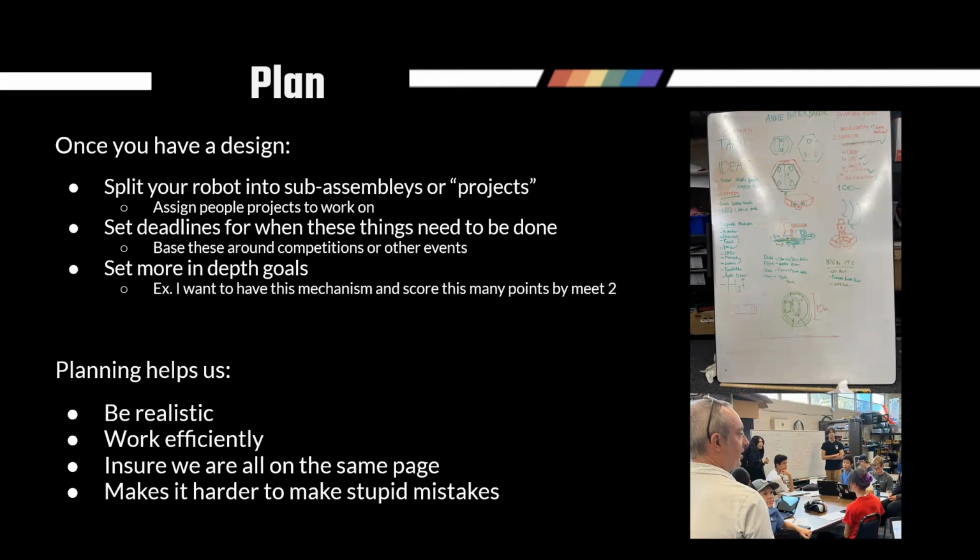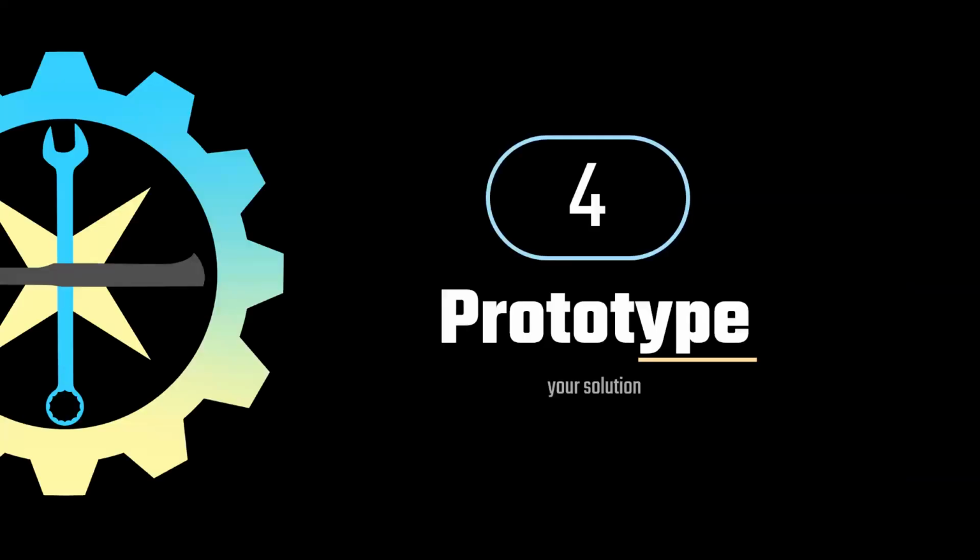And at this planning stage, you'll have some of the goals you set from the first step, but you want to set these in-depth goals. So like, I want to have this mechanism score this many points by meet 2. I want to have this mechanism working and being able to score 1 specimen in the high goal by meet 0. That's my goal. That's what we're going to finish. Planning is super helpful to make you, one, realistic, work efficiently, ensure everybody's on the same page and no one's in their own world, as well as makes it a lot harder to make stupid mistakes, although still very possible to do that.